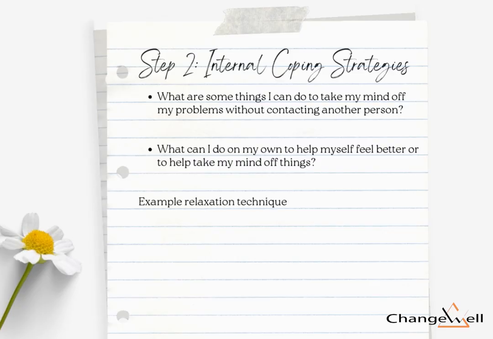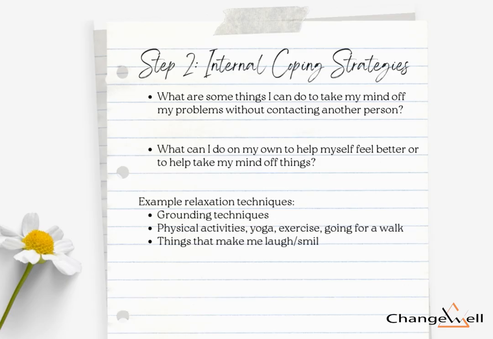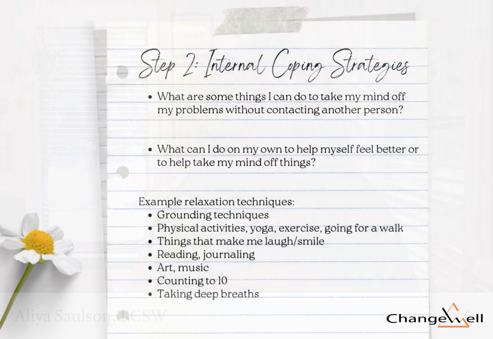Some examples might be some relaxation techniques, such as 5-3-2-1 grounding, physical activities such as doing yoga, going for a walk around the neighborhood, playing tennis with my partner. Things that make you laugh or smile. I know that I really enjoy puppy videos on Instagram, and I notice that I can't stop smiling when I see them. Reading, journaling, art, music, counting to 10, taking 5 whole deep breaths in and out, doing box breathing, doing dragon breathing. So these are things that you can do just on your own without reaching out to another person.